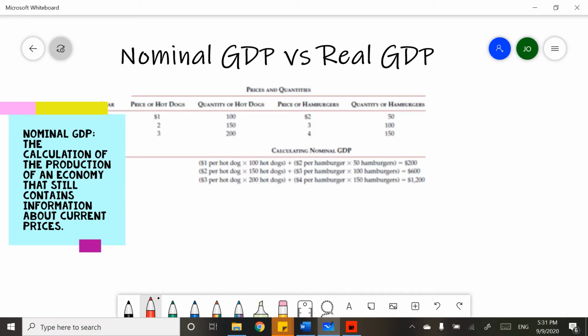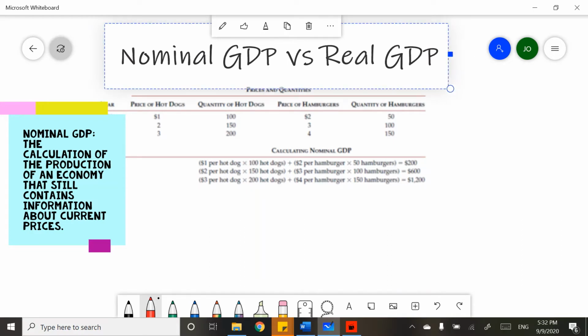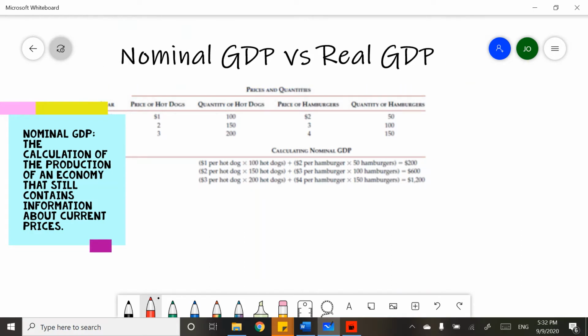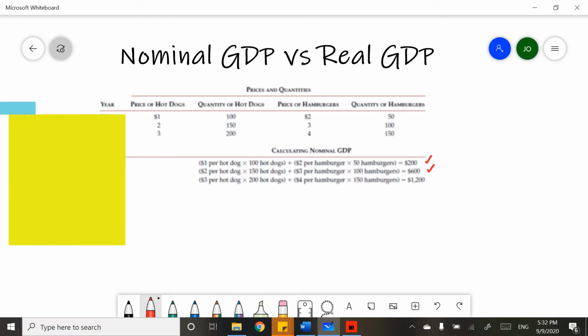We have 2001, we have $1 per hot dog, which is the price, times 100 hot dogs which were produced. And the same thing for the hamburgers, $2 times 50. And so that gives us a nominal GDP of $200. If you do this same type of calculation for 2002 and 2003, we see that the GDP goes from 200 to 600, and then it goes to $1,200.